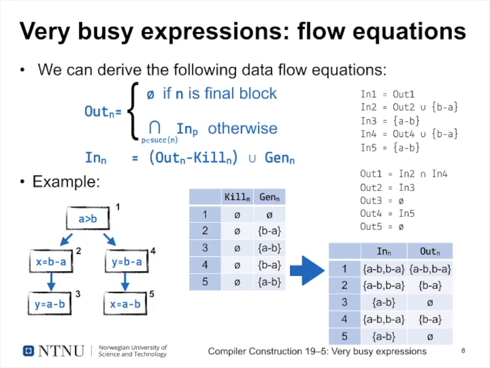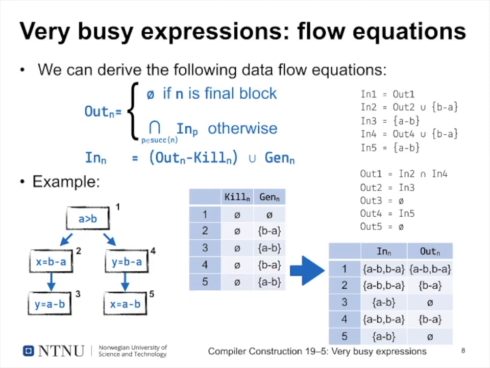So here we can generate kill and gen sets. Our kill sets are the empty set. Our gen sets are the empty set for a is greater than b, just because we're not calculating any result that we're assigning somewhere. And then we generate b minus a and a minus b here. So in blocks 2 and 3 we have these results. And the other way around, in block 4 we have b minus a generated. In block 5 we have a minus b generated.